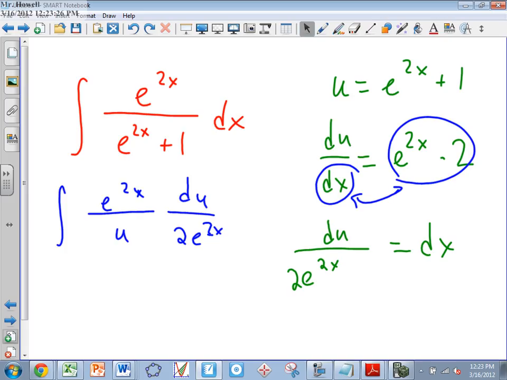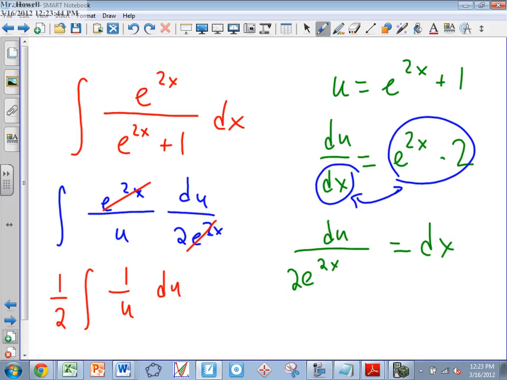Kerry, what cancels here? Good, not the 2, right? Good notice there. What happens to the 2? What do I do with it? As a 1/2, because it's in the denominator. But it still stays. It's 0.5.